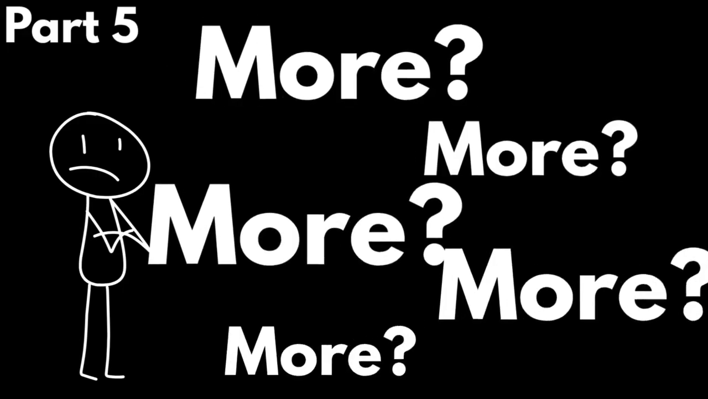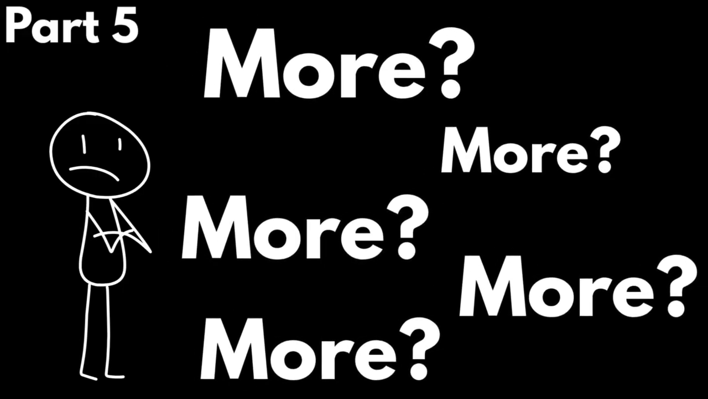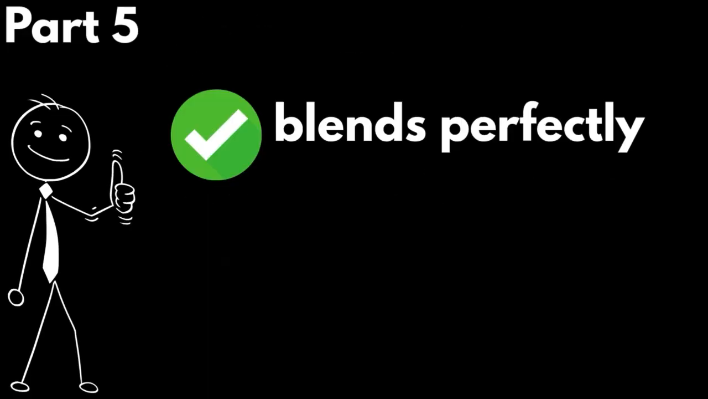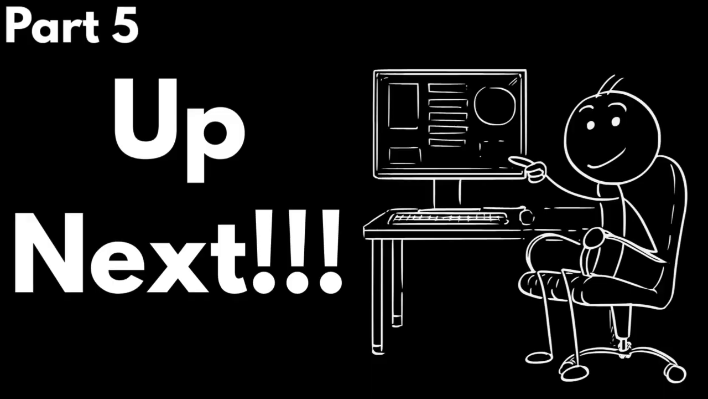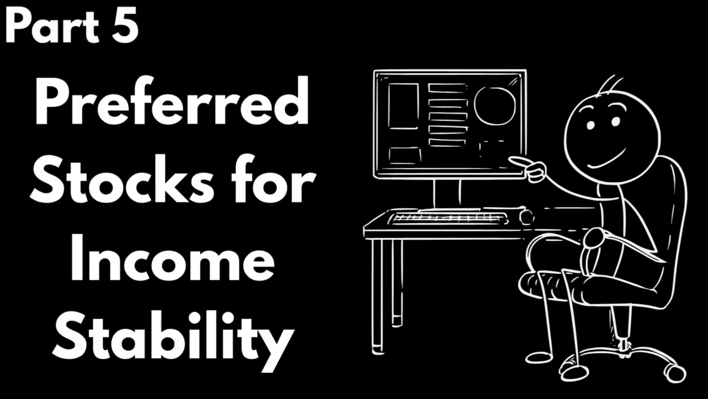But there is one more layer we have not talked about yet, one that blends perfectly into your foundation and boosts your yield even more. In the next part, we dive into the secret sauce, preferred stocks for income stability.